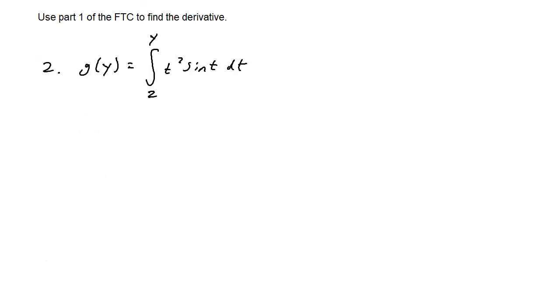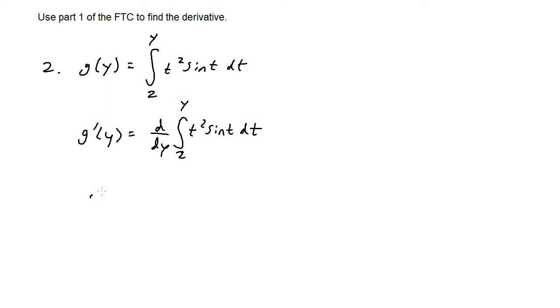Now for number 2, we have g of y equals the integral from 2 to y of t squared sine of t dt. Now realize instead of the x variable, we do have the y variable, but that doesn't matter, we treat it the exact same way. First step, as always, we take the derivative. So g prime of y equals, now our variable is y, so we're going to derive with respect to y the integral from 2 to y of t squared sine t dt. Now before we evaluate, we have to make sure the constant's on the bottom, which it is, and the variable y is on top, which it is.